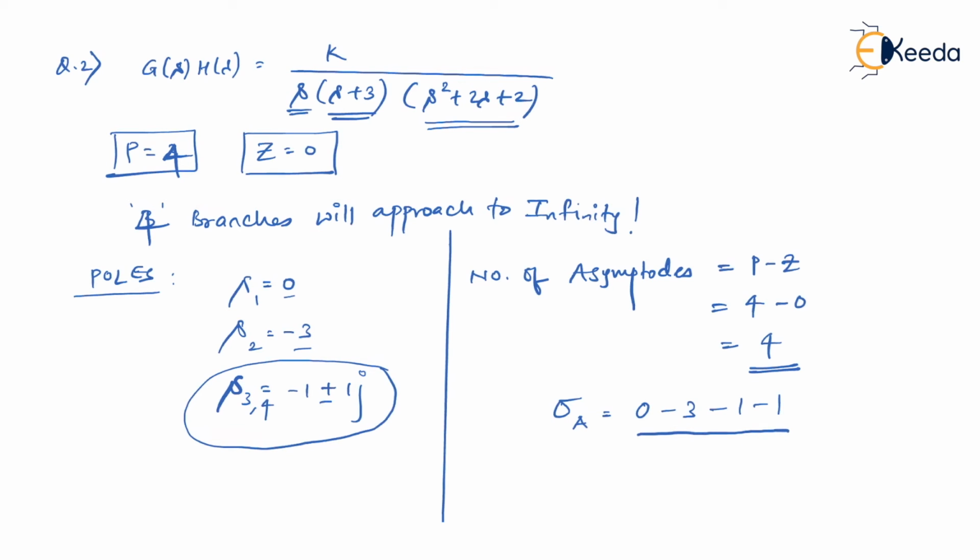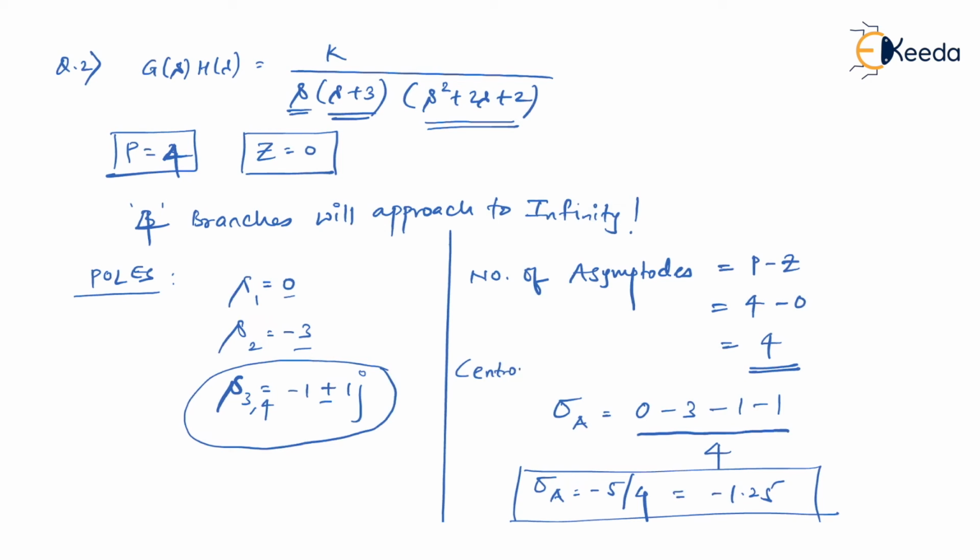Whole divided by P minus Z. In this case, P minus Z is 4. So it comes out to be minus 5 by 4, that is equal to minus 1.25. So we have the value of the centroid also. This is the value of the centroid, okay? So what we have calculated is the centroid.